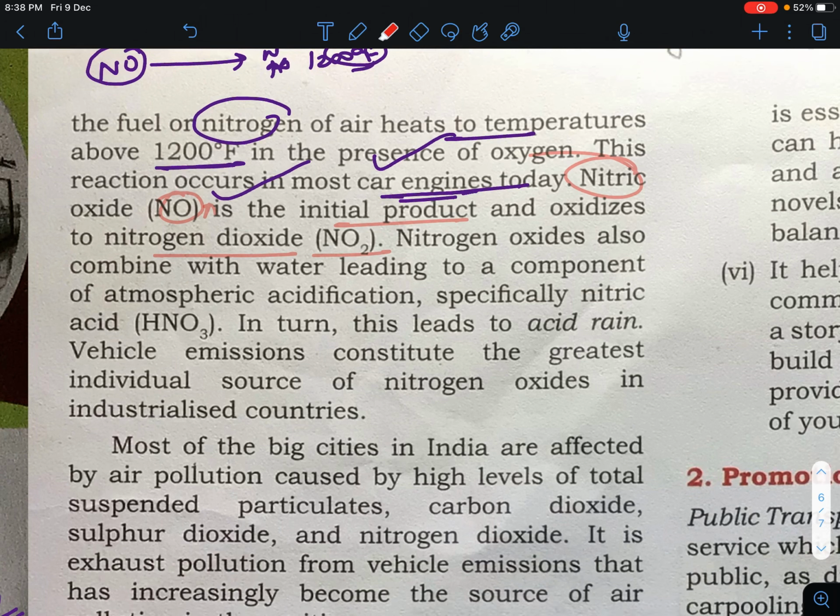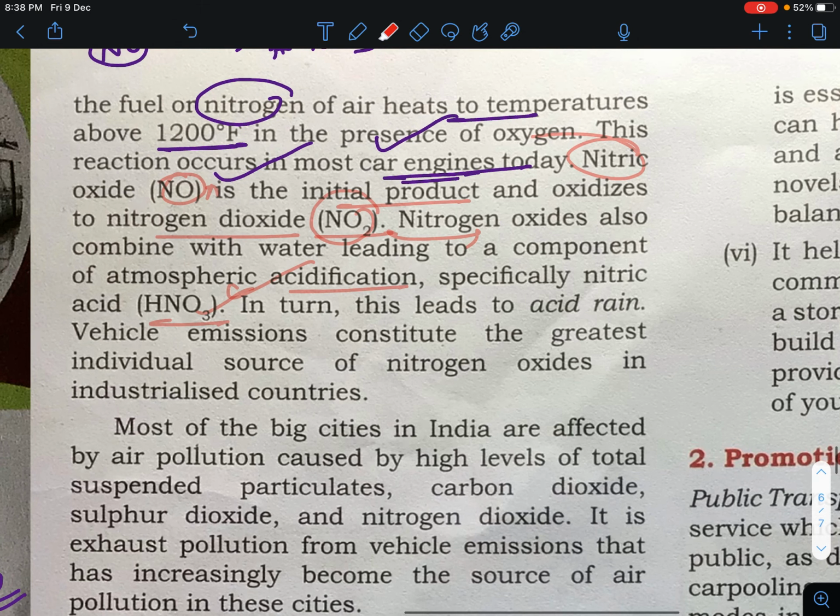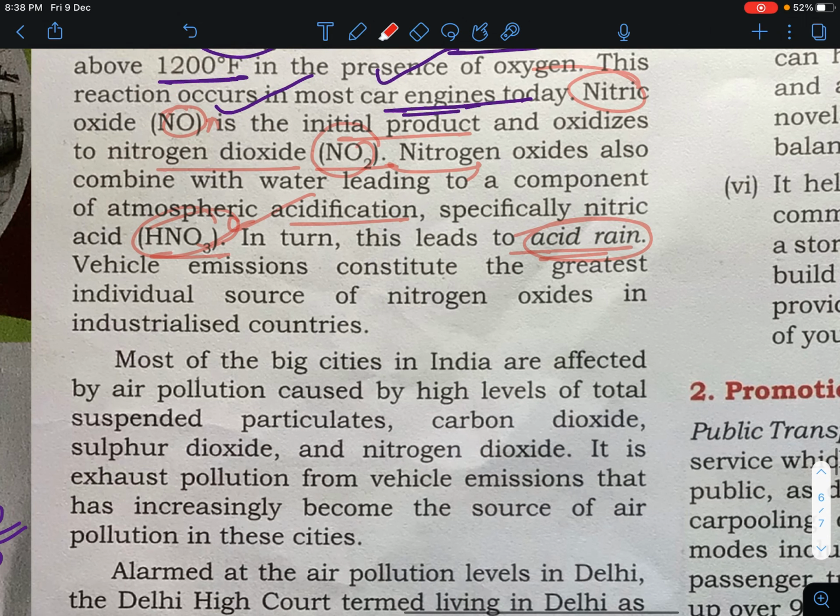Nitrogen oxides also combine with water, leading to compounds responsible for atmospheric acidification, especially nitric acid. Now, this nitrogen dioxide is going to react with water to form nitric acid. Vehicle emissions constitute the greatest individual source of nitrogen oxides in the industrialized cities. Now, you can say that the source of these nitrogen oxides is vehicle emissions.